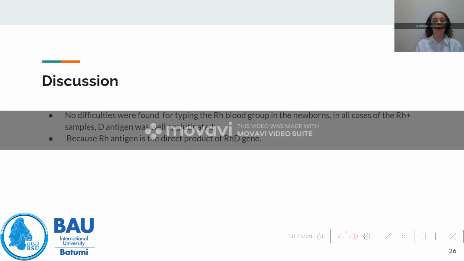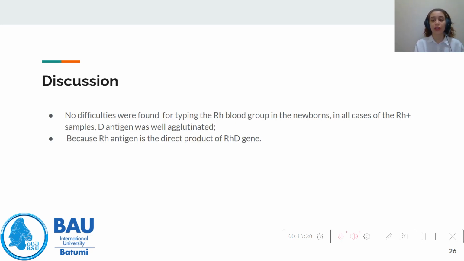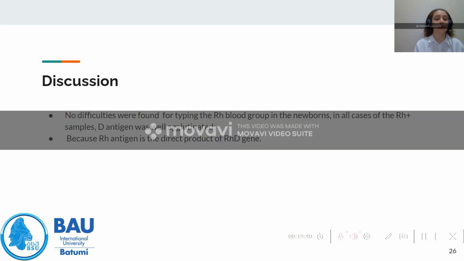So, one more thing to point out is that we didn't find any problems when we wanted to detect the RH status of the newborns. All the RH agglutination was very well visible because the agglutination was done well. So this signifies that there was a good expression of the RH, the D antigen, and this could be because the Rh antigen is a direct product of the RHD gene.